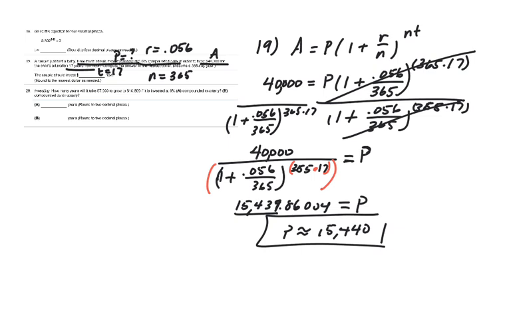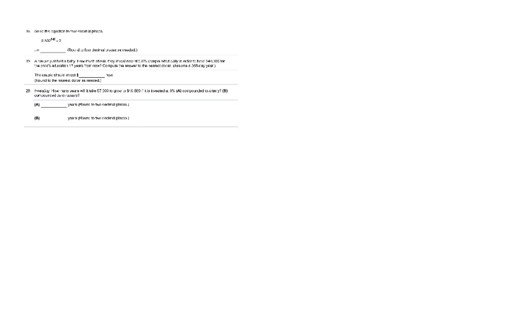Okay, let's look at number 20. Number 20 asks, how many years will it take $7,000 to grow to $10,500 if invested at 6%, A, compounded quarterly, and B, compounded continuously.